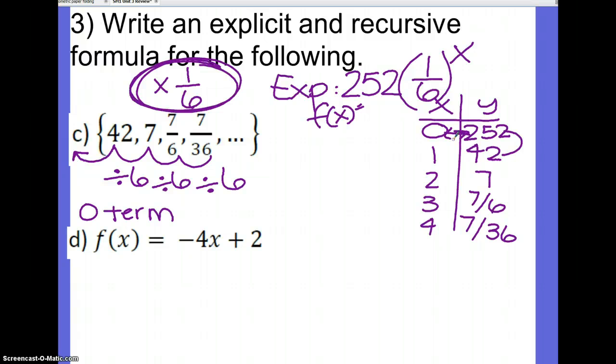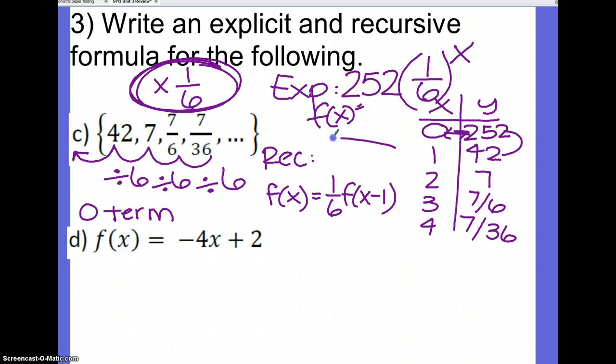Again, it's not going to be the same sequence, but you can follow the same method. And then recursive f(x), it's multiplying by 1/6, and then f(x minus 1) for the previous term.